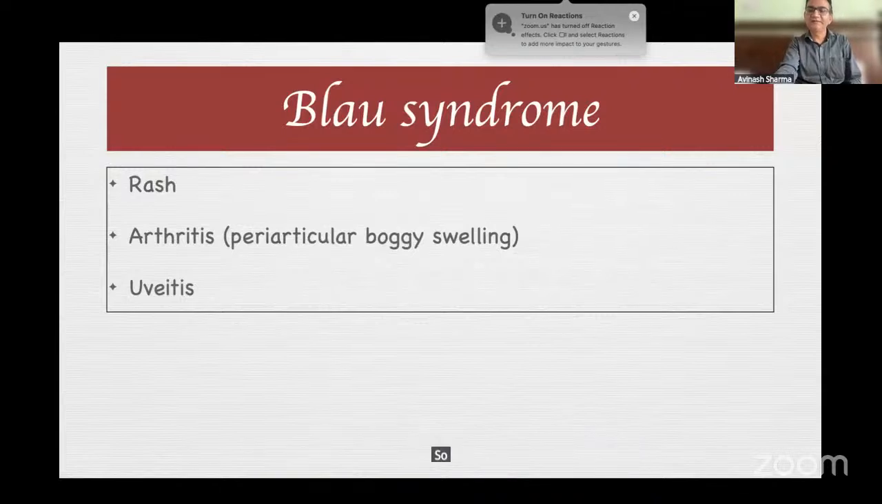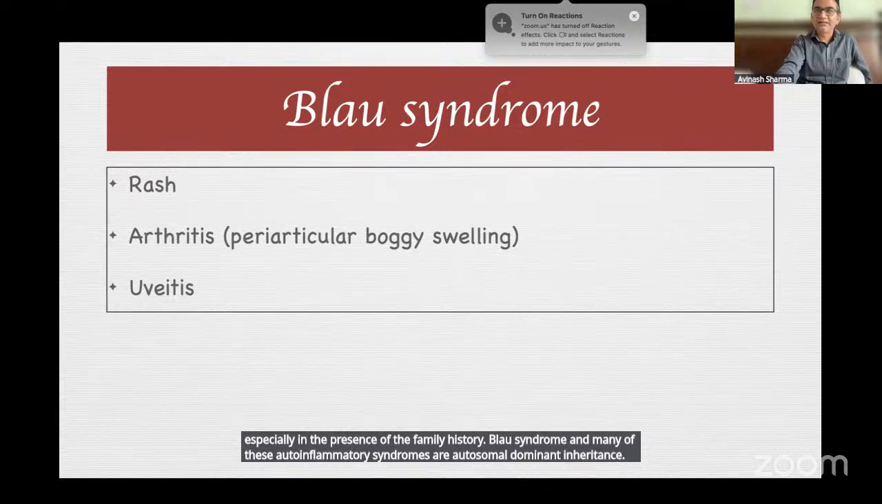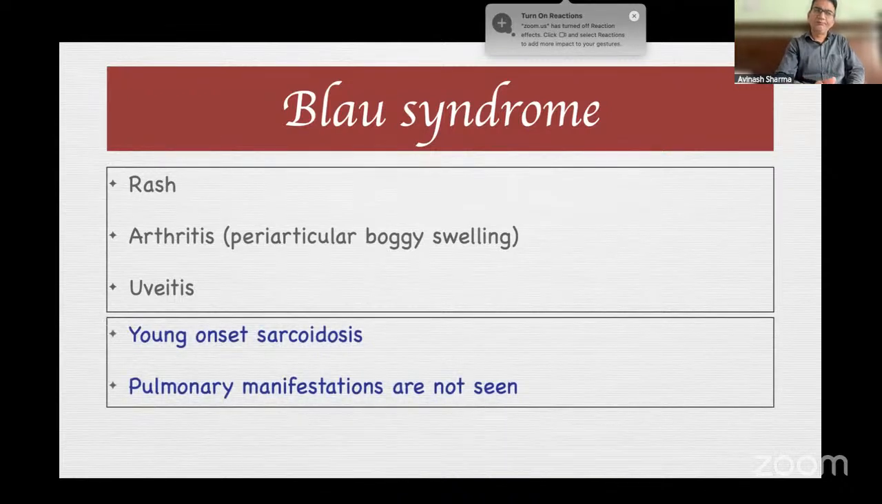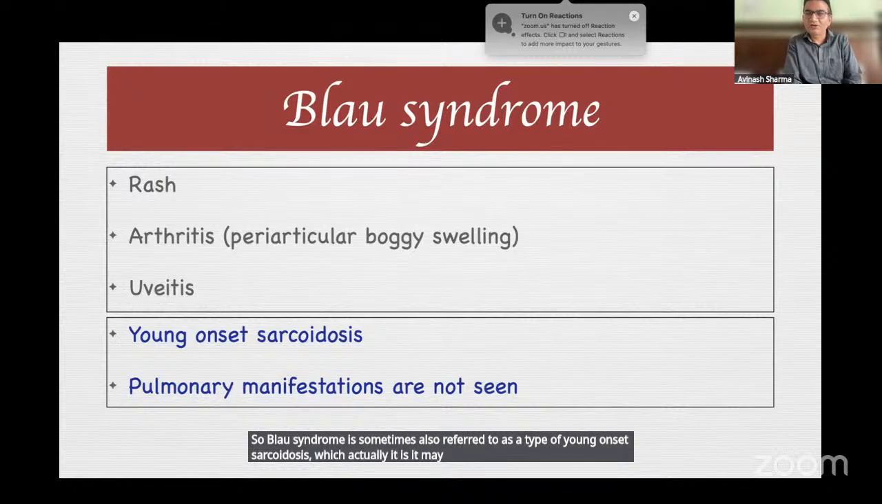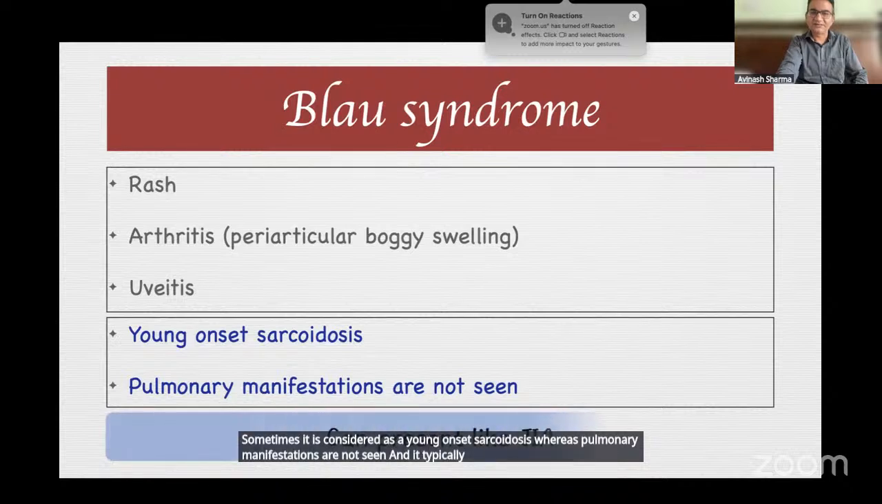So presence of these three will make the clinical diagnosis very easy, especially in the presence of the family history. Blau syndrome and many of these autoinflammatory syndromes are autosomal dominant in inheritance. So we are likely to find one or the other parent to be affected with these conditions. Blau syndrome is sometimes also referred to as a type of young onset sarcoidosis, which actually it may not be. But because of the presence of granulomatous inflammation, arthritis, and uveitis, sometimes it is considered as young onset sarcoidosis, whereas pulmonary manifestations are not seen, and it typically does not behave as sarcoidosis does.